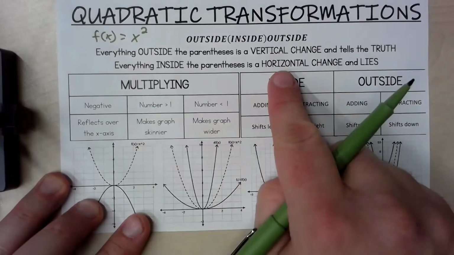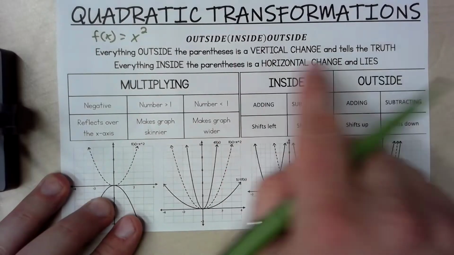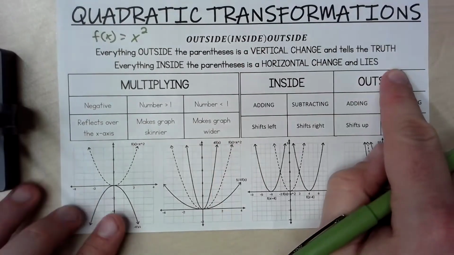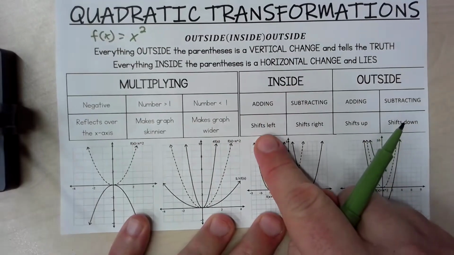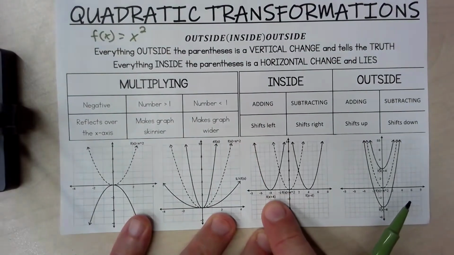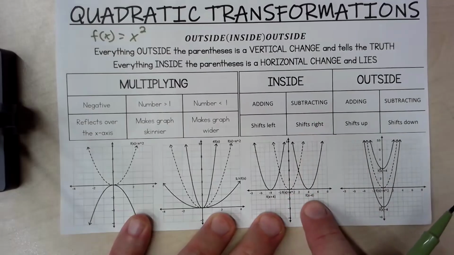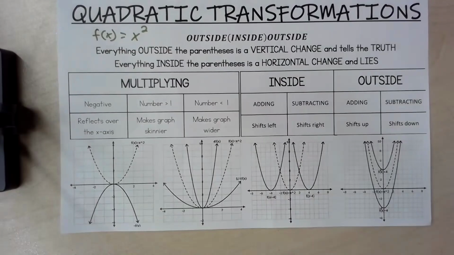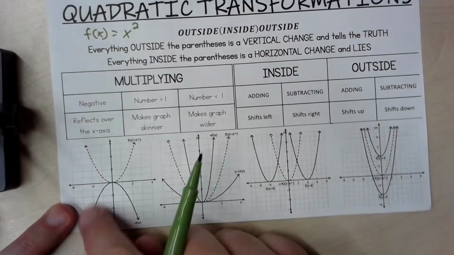But everything inside the parentheses is a horizontal change, and it's lying to me. Everything inside is a lie. When I'm horizontal, I'm lying down. That's how I remember. When I'm horizontal, I'm lying down side to side. So adding on the inside actually makes it go left. X +4, instead of being at 0, our vertex is now at -4. Subtracting on the inside actually moves it to the right. X -4 in my parentheses moved it to the right. So everything inside does the opposite of what I expect. So it's a lie. And again, multiplying by negative, well, that's the same thing it did at the top. It just reflects it over the x-axis.